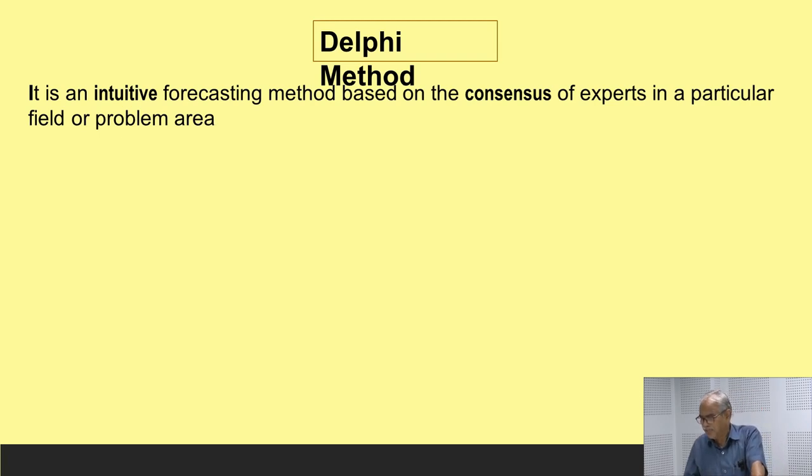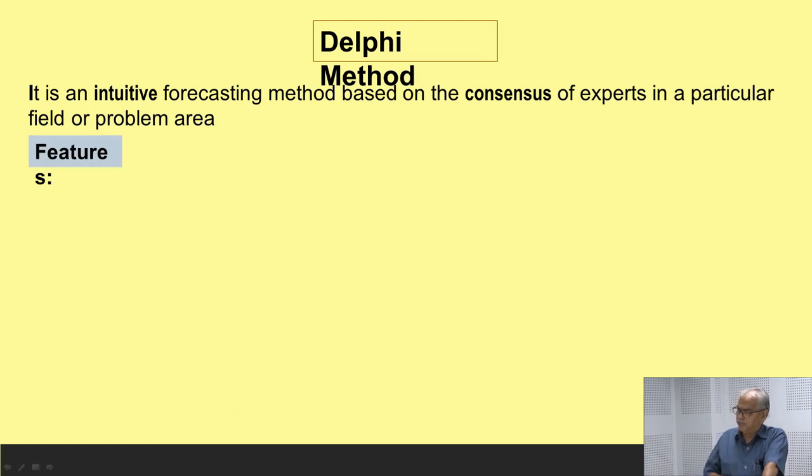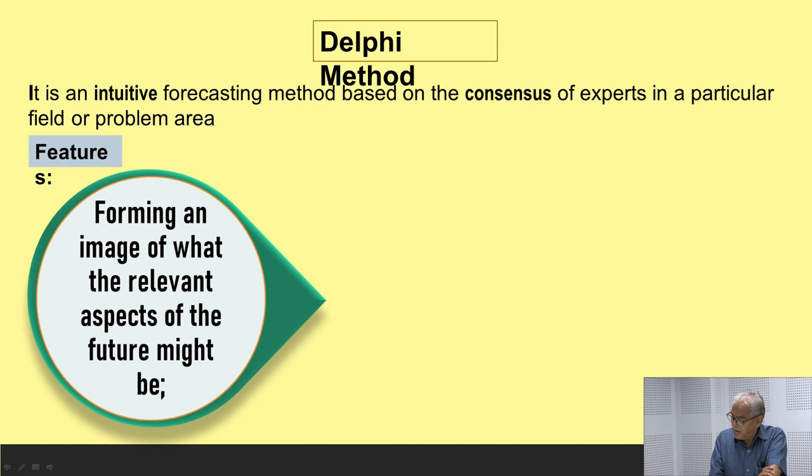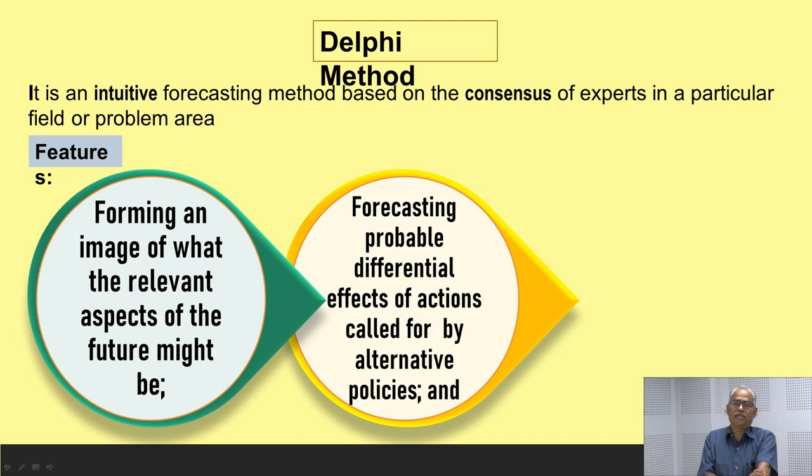experiences about it. We make forecasts of the probable differential effects of actions through our own efforts. So alternative policies are formulated to achieve the future's goals, and we make preferences among these goals, and we give priorities to certain goals, and try to see whether the preferred goals through our efforts have been achieved or will be achieved or not. So these are the features of a Delphi study.